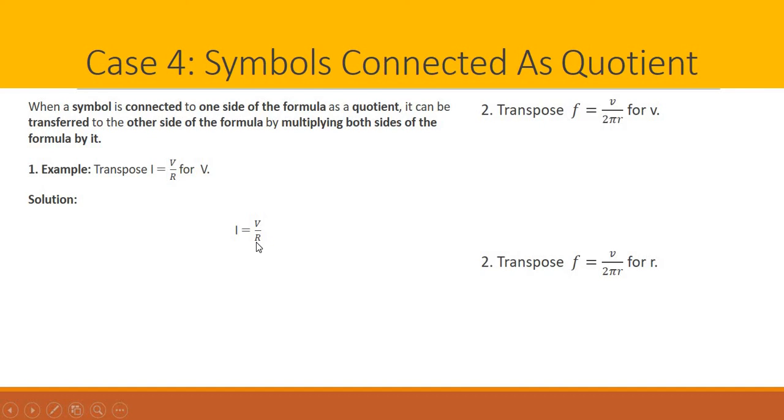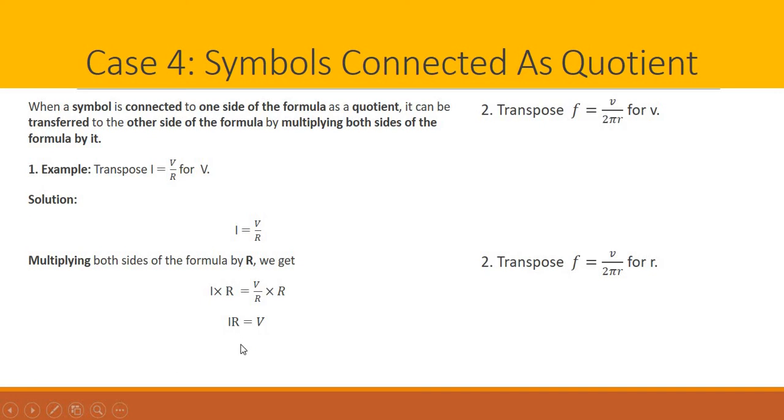Note that this V is being divided by R. So in order to transfer it to the other side of the formula, we're going to do the opposite of dividing by R, which is to multiply both sides by R. If you multiply both sides by R, you will now have I times R equals V over R times R, right? The R on the right will cancel out, so what you will end up with is IR is equal to V.